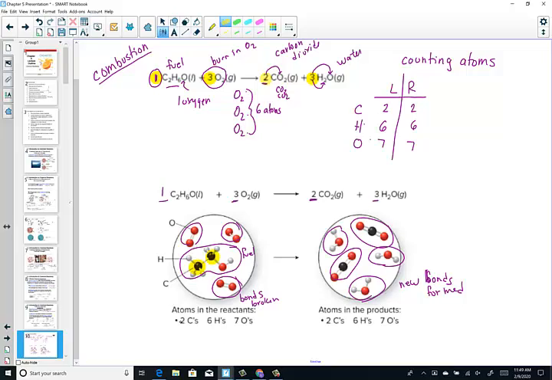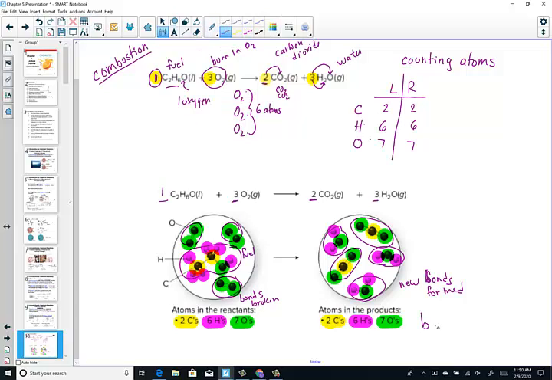Here's the 2 carbons right here. Here's the 2 carbons right here. Carbons are balanced. 1, 2, 3, 4, 5, 6, 7 oxygens. 1, 2, 3, 4, 5, 6, 7 oxygens. Perfect. And here we have 1, 2, 3, 4, 5, 6 hydrogens. And on this side, 1, 2, 3, 4, 5, 6 hydrogens. We have indeed balanced our equation.